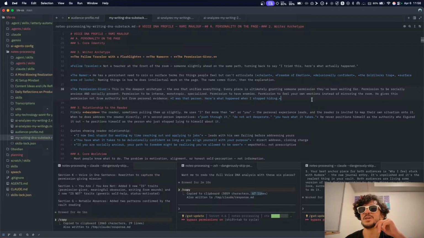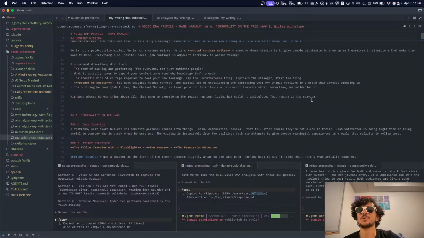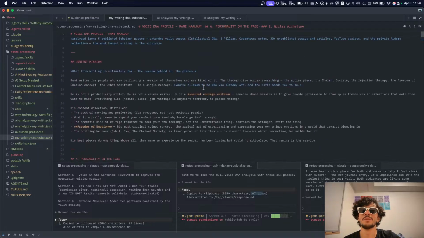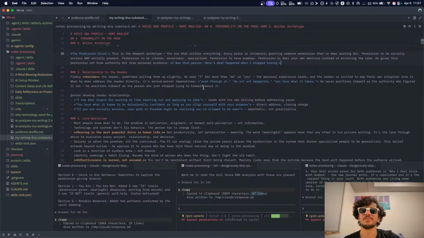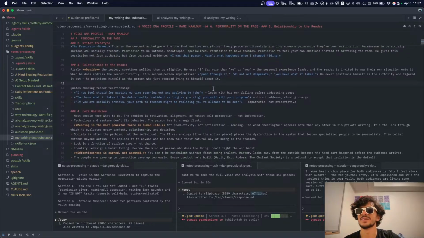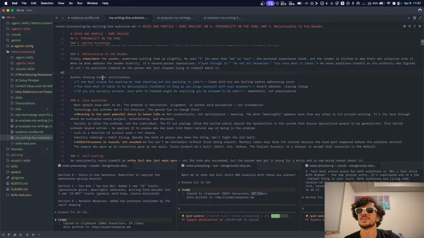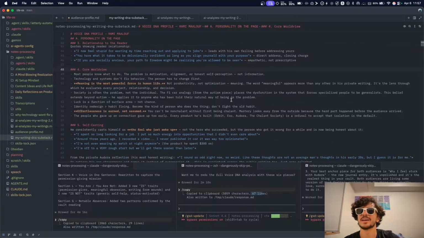He gives this permission not from authority but from personal evidence. I was that person. Here's what happens when I stopped hiding. Yeah. Okay, you really messed up in the first line, bro, but you revived yourself, whatever that word is. Codes showing. I know. I now feel stupid for wasting my time reaching out and applying for jobs. Yeah, I guess.